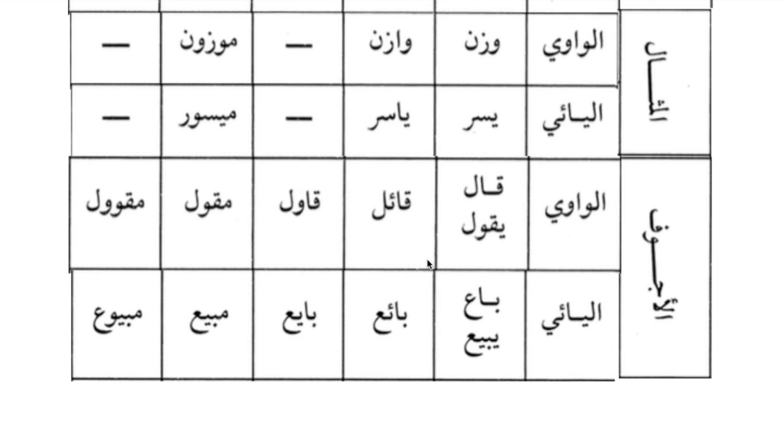And al-ajwaf al-ya'i, ba'a, he sold, will be yabi'u, that is ya'i, and whether it is waw or ya, it's changed into hamza. Pronounce it easily, so it will be ba'i'un, and originally it was bayi'un with ya, and mabi'un, originally was mabyu'un.